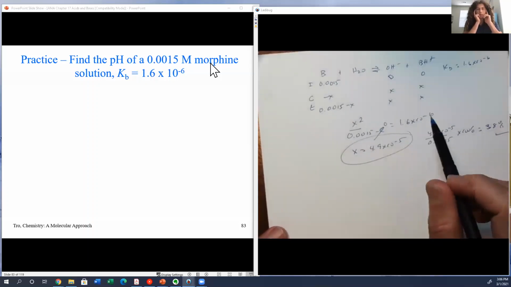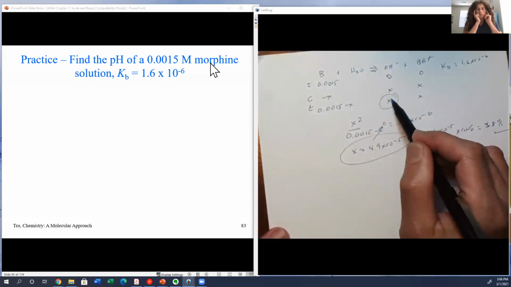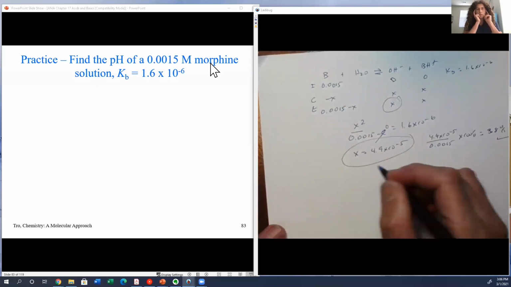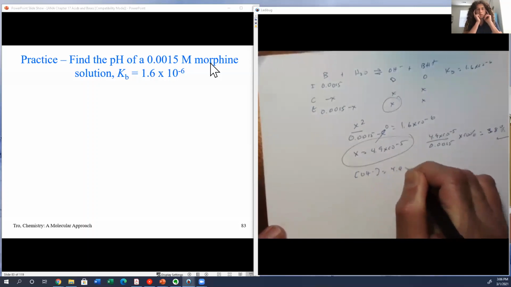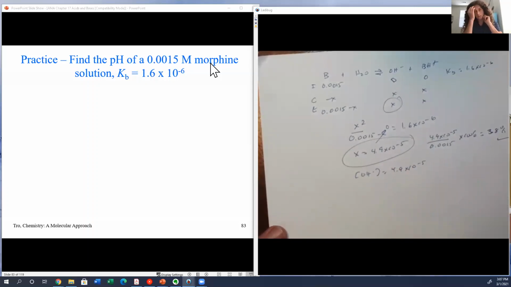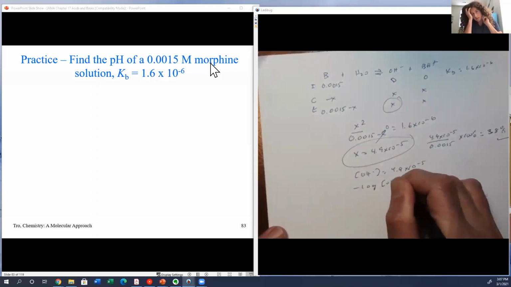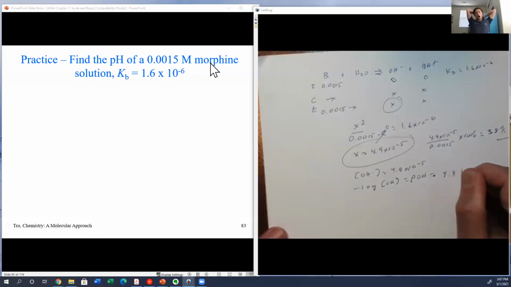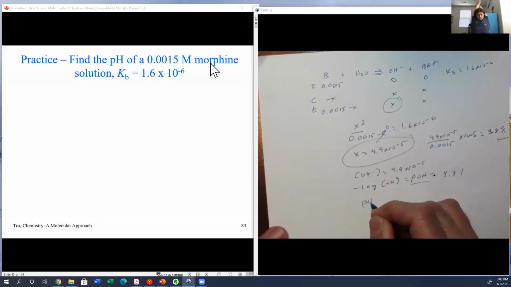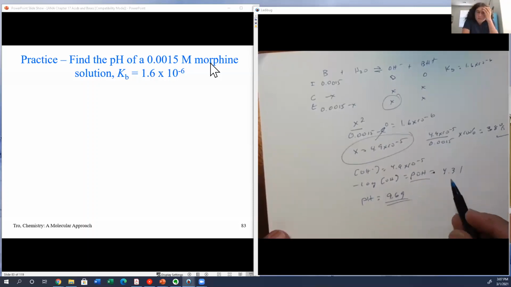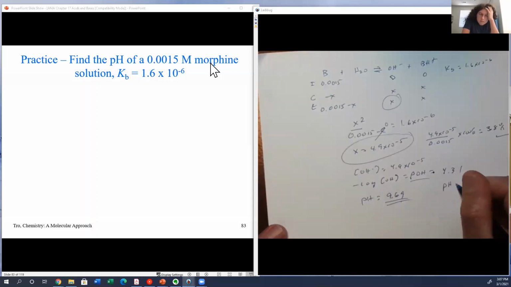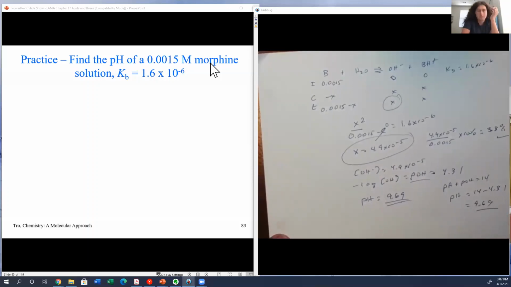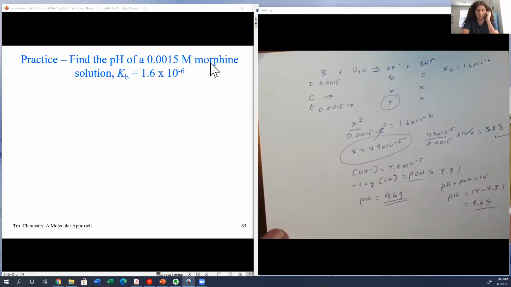So this is x. Now, when you solve an equation using a weak base, the x is not equal to the H3O plus concentration. It's equal to the OH minus concentration. So I know that OH minus is equal to 4.9 times 10 to the minus 5. I take minus the log of that, which is equal to pOH. I get 4.31 for pOH, but the problem asks for pH. So pH is equal to 9.69. How do I get the 9.69? I know that pH plus pOH is equal to 14, so pH is equal to 14 minus 4.31, which gives me 9.69. Does that make sense?